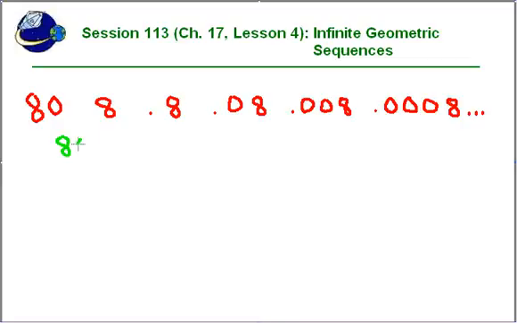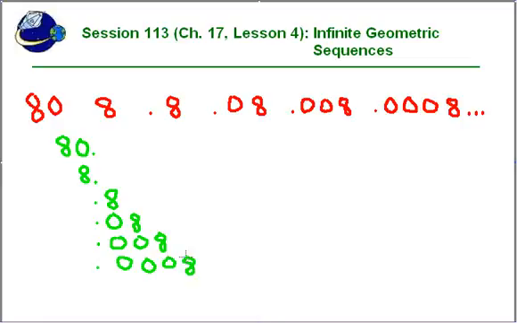We're going to take our first term, which is 80, and add our second term to it, which is 8. And I'm going to put a decimal point after each of those. And we're going to add our third term, which is 0.8, and our fourth term, which is 0.08, our fifth term, which is 0.008, and our sixth term, which is 0.0008. So let's add all these together and see what we get.